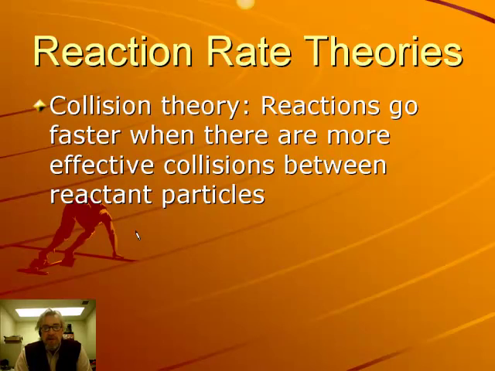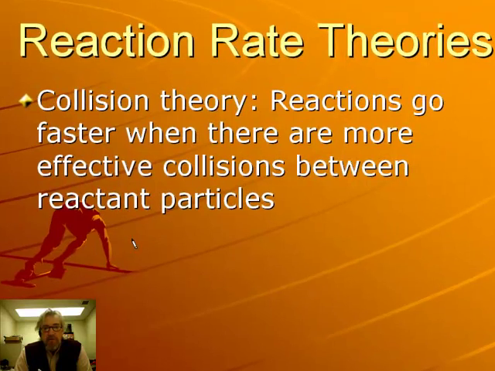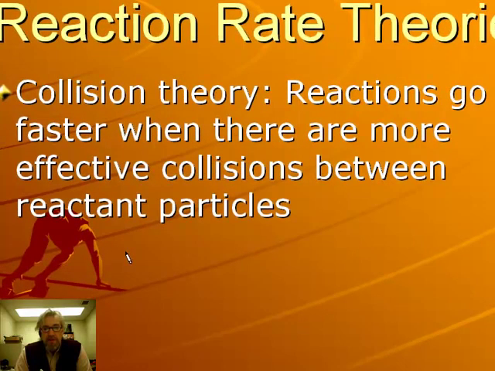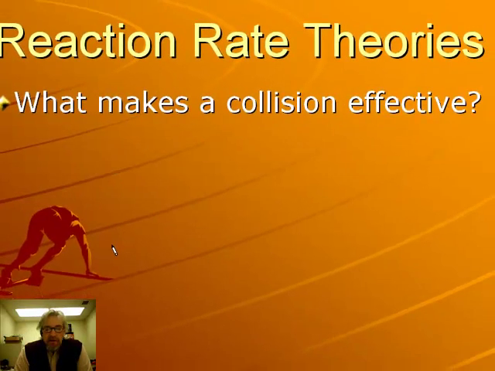The big theory is collision theory. And the idea here is that reactions go faster when there are more effective collisions between reactant particles. We've already sort of generally looked at the idea that reactions go faster when the particles can meet, but how specifically at the molecular level, or the submicroscopic level, are reaction rates affected by these collisions? Collision theory basically says the rate of reaction is proportional to the number of effective collisions that happen between reactant particles per unit time, per second or per minute or whatever.